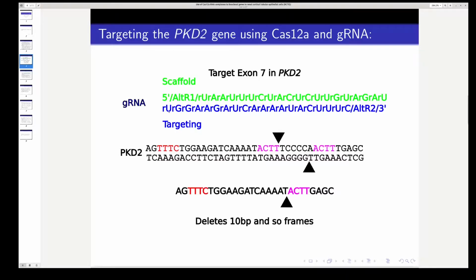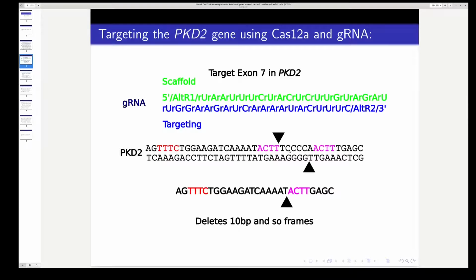And then if you look here, the uracil maps to the thymidine, the G to the G, the G to the G, the A to the A, the A to the A, the G to the G, the A to the A, and the U to the T. And it goes on and on, and the homology stops just here after the C.